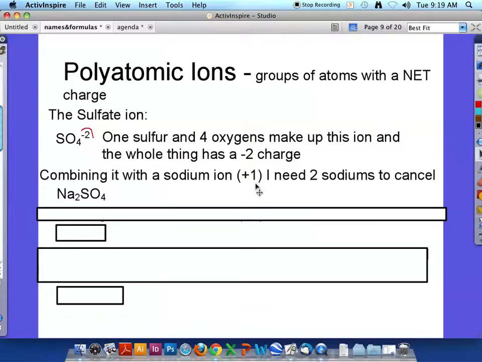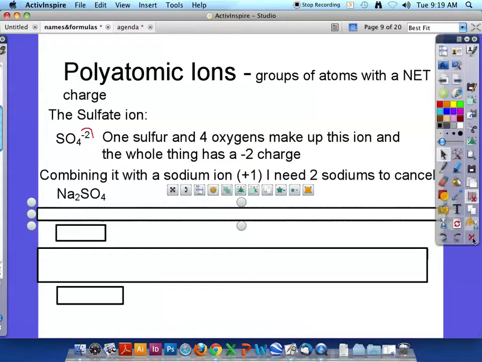Can I reduce this? I've got a 2 and a 4. Can I reduce that? Yeah. SO4, that's your whole unit, so you can't reduce that. I wanted you to say yes, but you can't. Okay?